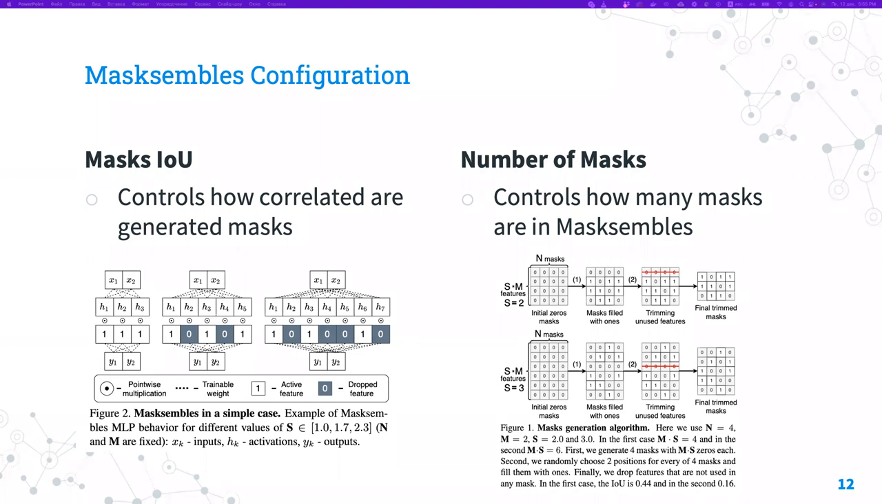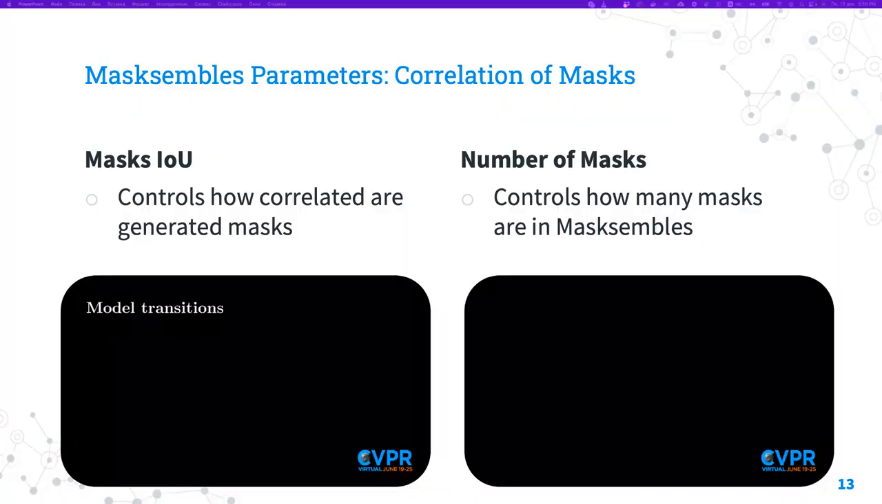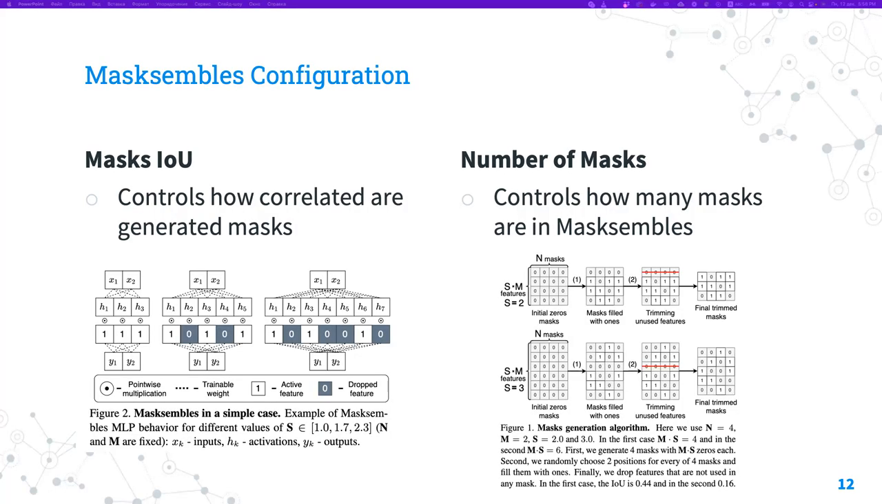And on the right, you can see an example of how we generate masks, but I'm not sure if it's very relevant. You can see the full description of how we control correlation between masks in the paper if you want. The number of masks is just the number of masks we generate before training. So the masks are fixed during training, right? I mean, you have a fixed set of masks that have a certain overlap, and then you train with those, right? Yes.